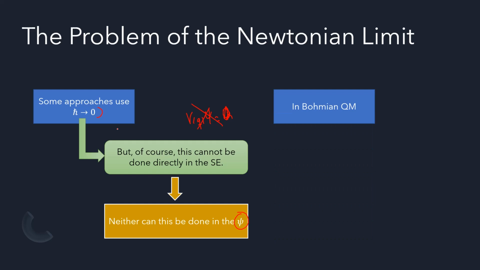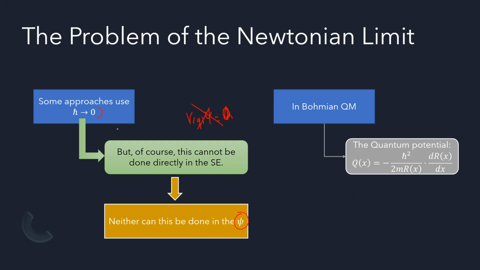Another possibility is to look at the Bohmian formulation of quantum mechanics and look at the quantum potential, which is presented here, and assume that again h bar goes to 0. This will apparently give the quantum potential equal to 0, and then we will have just the Newtonian equation. But this is wrong. This is wrong because this function here, which is part of the solution of the Schrödinger equation, can have h bar inside it. So you cannot do that.